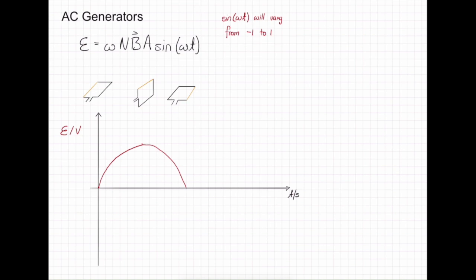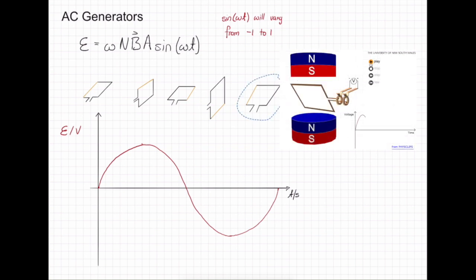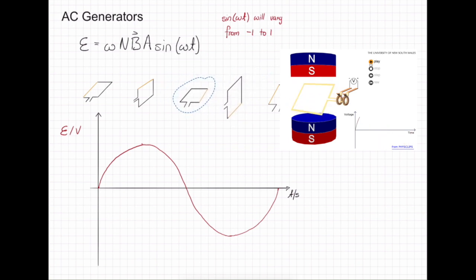Our coil will then rotate again by 90 degrees. This gives our EMF at its maximum negative. The coil then rotates in its final 90 degrees, bringing it back to its starting position, and the EMF returns towards 0. This simulation to the right shows us the coil spinning in a magnetic field. Notice that the orientation of the magnets is different to what we have been discussing so far.